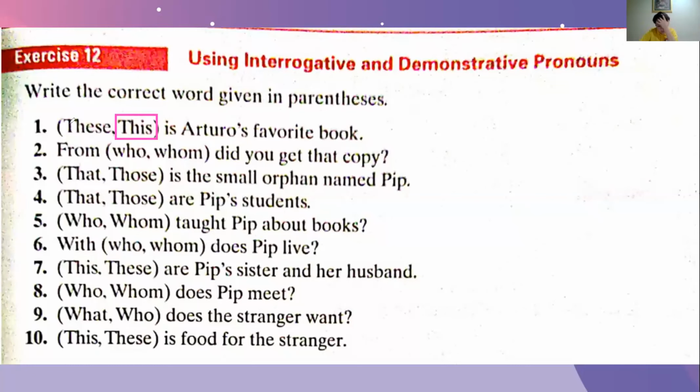Okay. This is Arturo's favorite book. And he was right. That's Arturo's favorite book. Now, from who or whom did you get that copy? From whom did you get that copy? Okay. Now, you can do the rest of the exercises by yourself. You can do it either in your notebook or on the screen, okay? From 1 to 10. I'm going to see you working. I just see 2 answers.